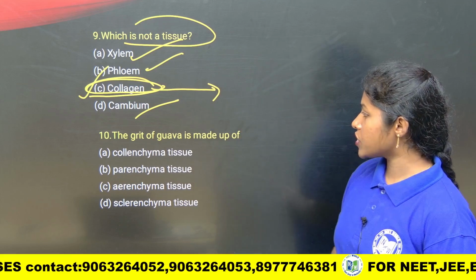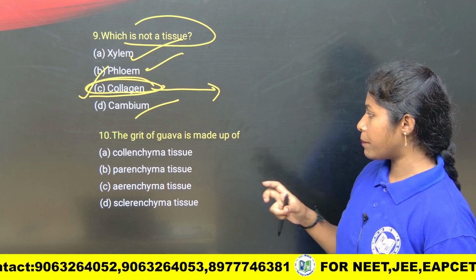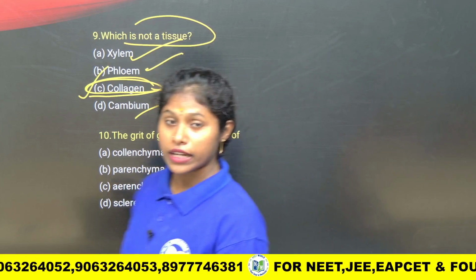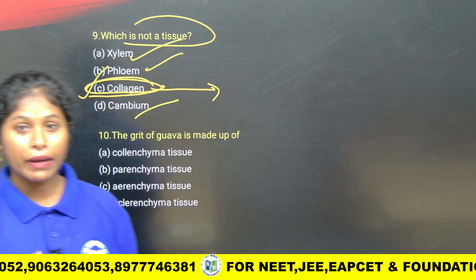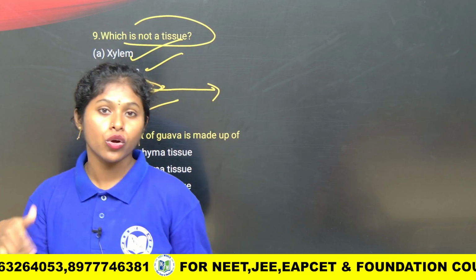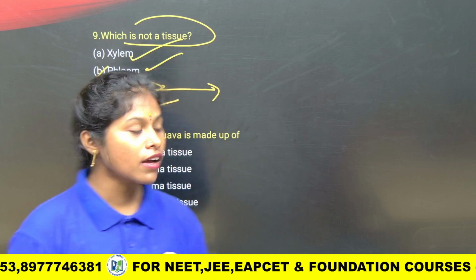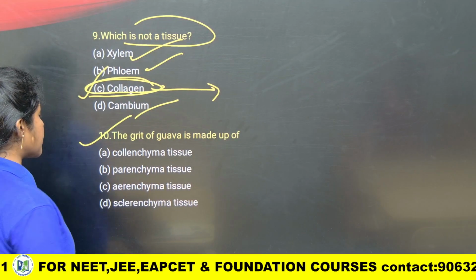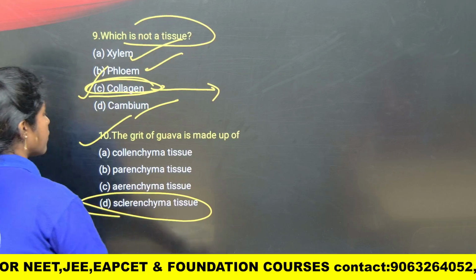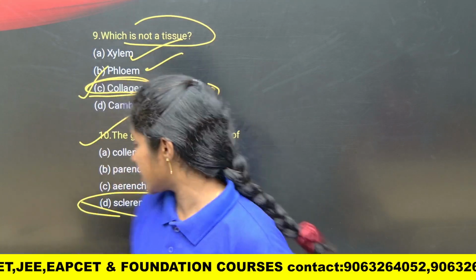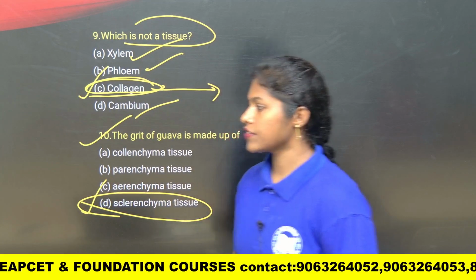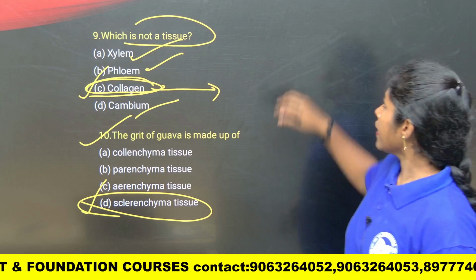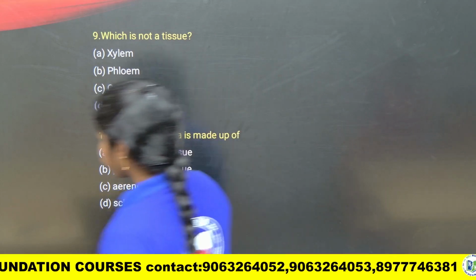So see the 10th question, children. The grit of the guava is made up of what? We all know that the peel of fruit, the grit of guava and the mechanical, hard tissue are made up of sclerenchyma from the simple permanent tissue. Sclerenchyma is the answer for this question. So D is the answer, right? So coming to the next one.